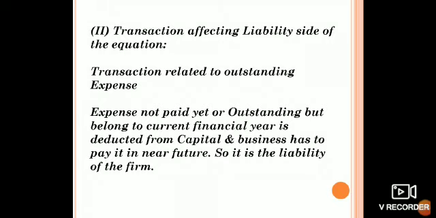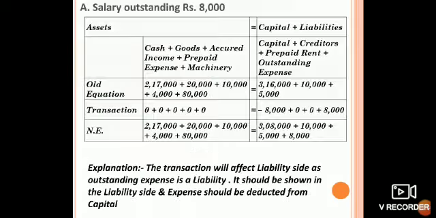Now let us see one example in which the transaction affects only the liability side of the equation. Transaction related to outstanding expense. Expense not paid yet or outstanding but belonging to the current financial year is deducted from capital, and business has to pay it in near future. So it is the liability of the firm. Let us see one example for this.